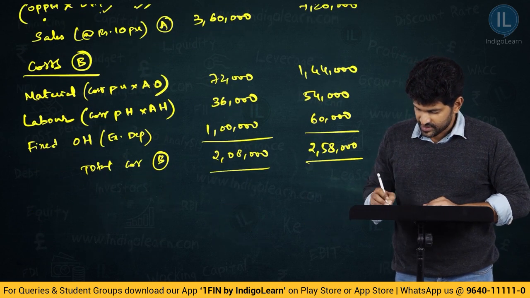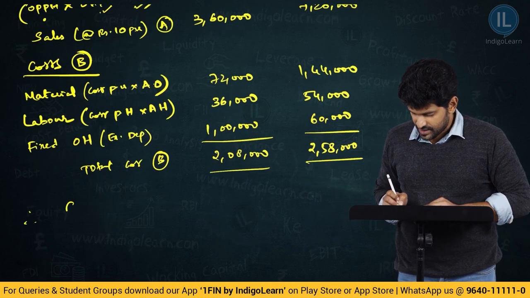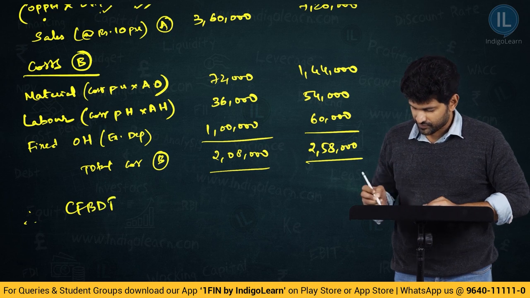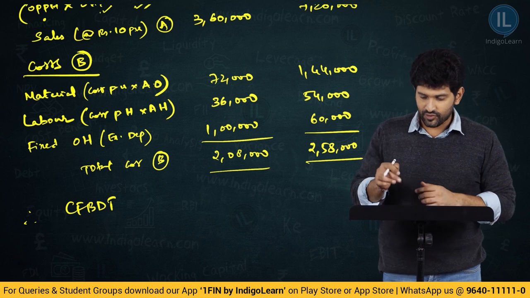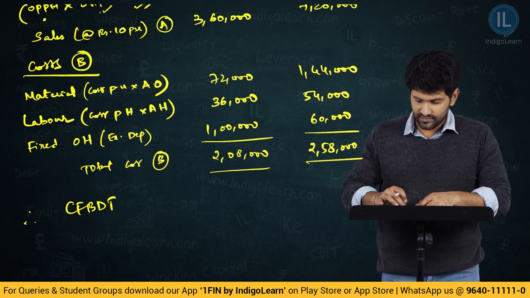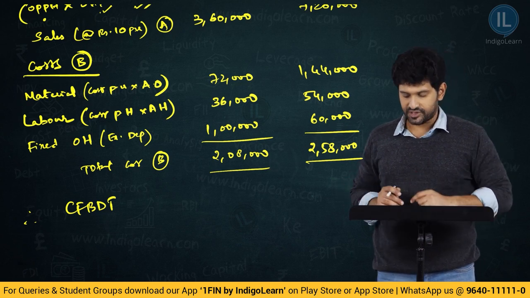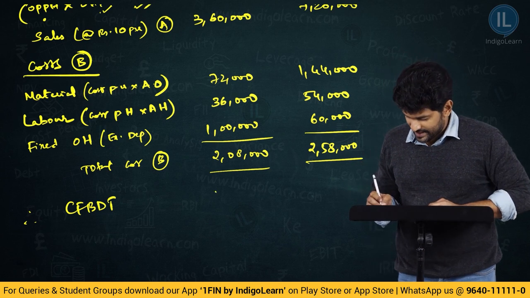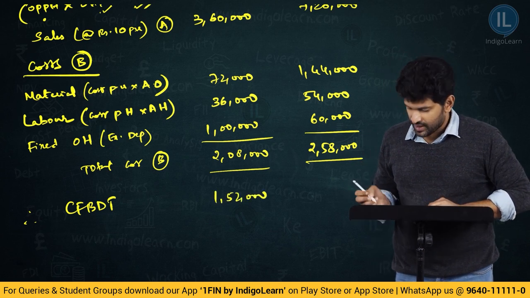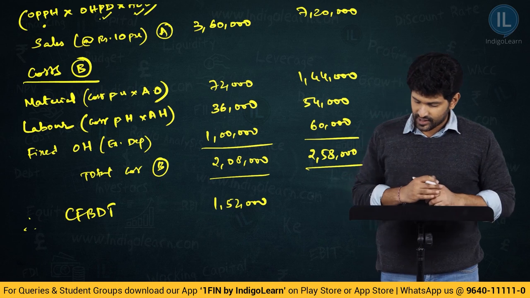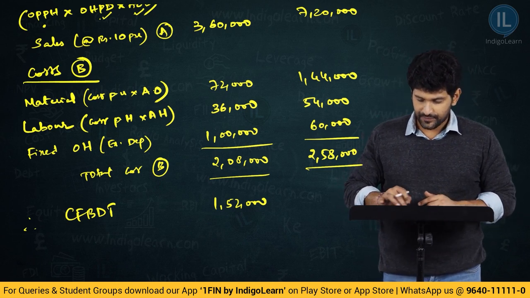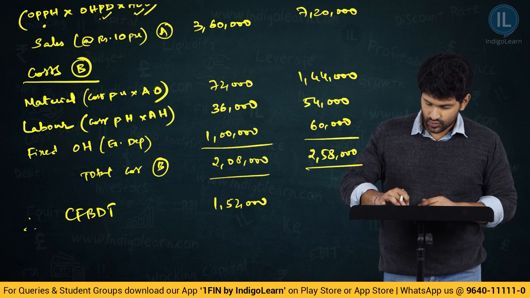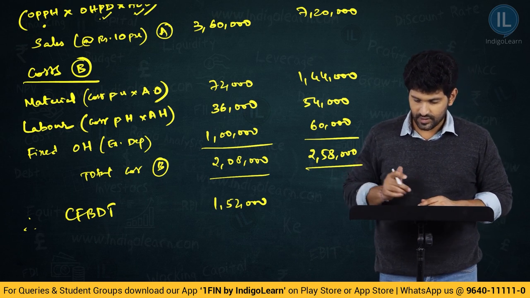Therefore, can we say CFBDT is 360 minus 2,08,000? Absolutely, we have 2,08,000 in the calci. So, minus 360, we will get a negative figure, but no worries, it is actually positive. The other way around. Therefore, 1,52,000. In case of the new machine, it is 7,20,000 minus 2,58,000.